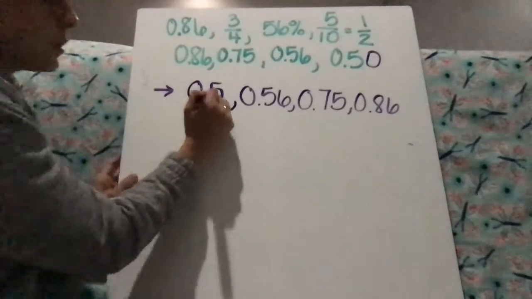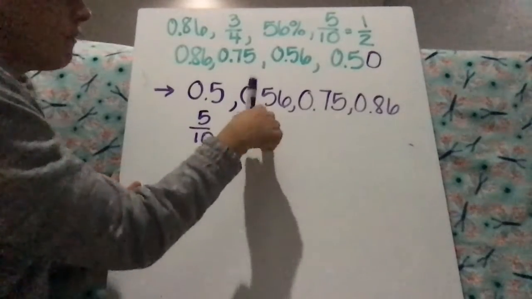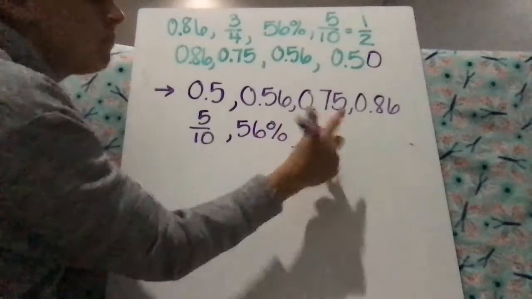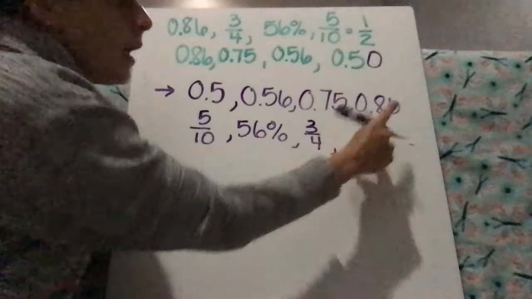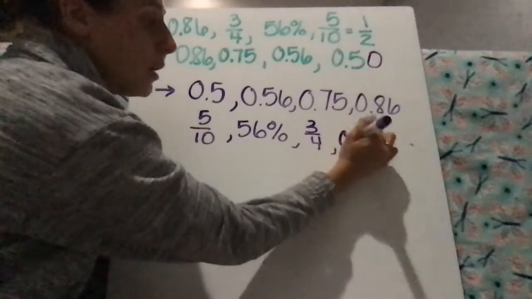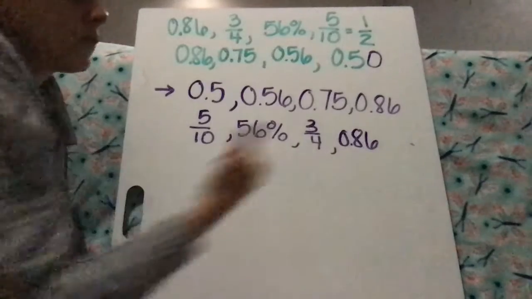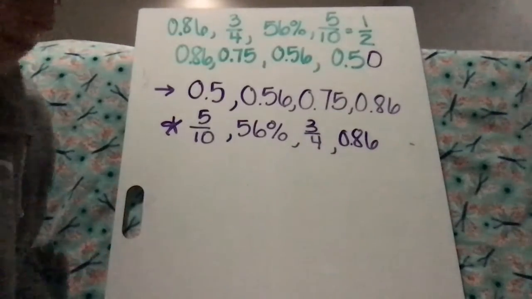So 5/10 would turn back into 5 over 10. 56 hundredths would be 56%. 75 hundredths would turn into 3/4. And 86 hundredths would stay as 86 hundredths. And now they're in order from least to greatest. We're going to try one more together.